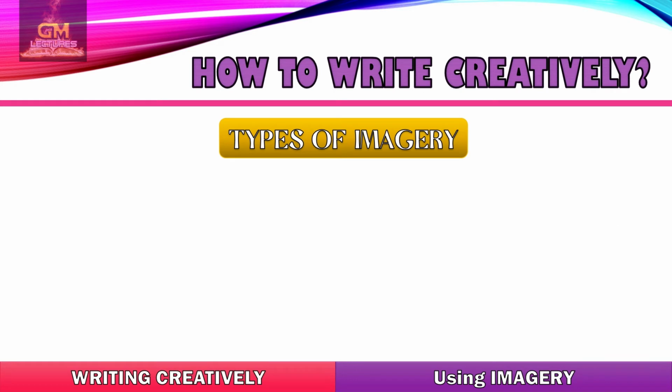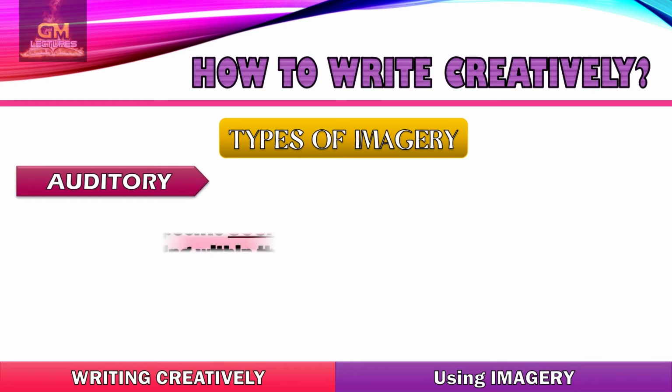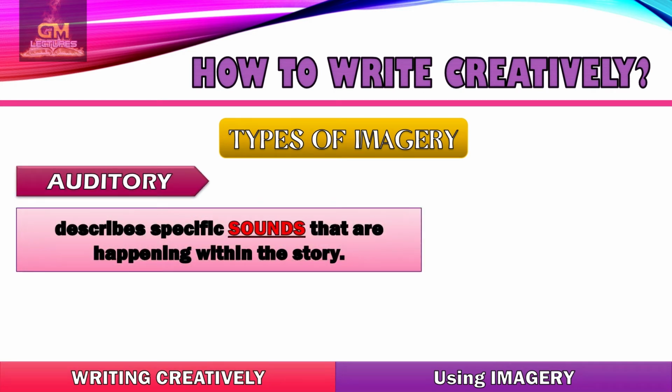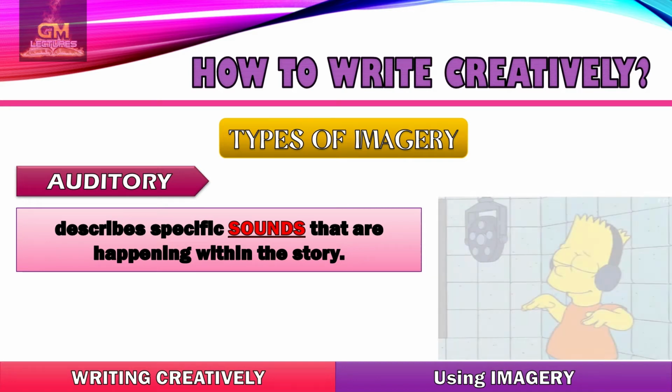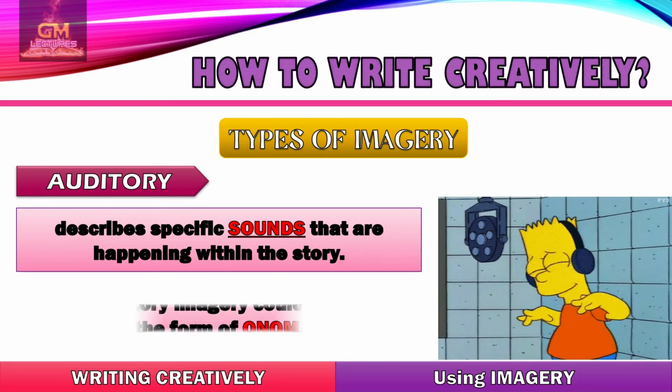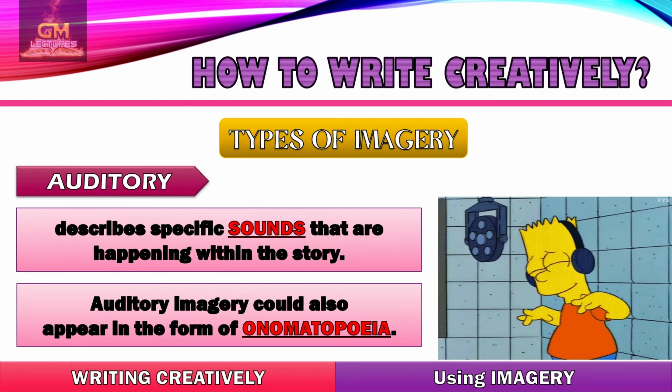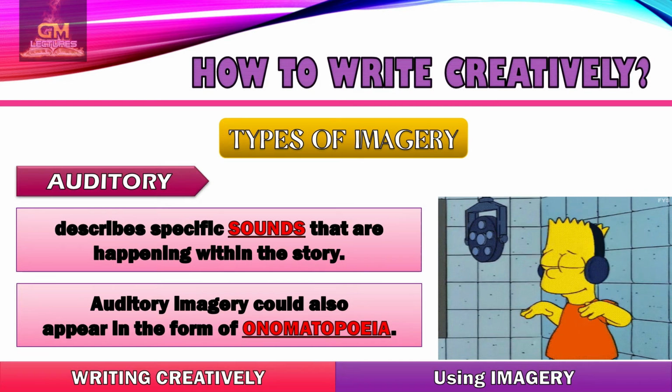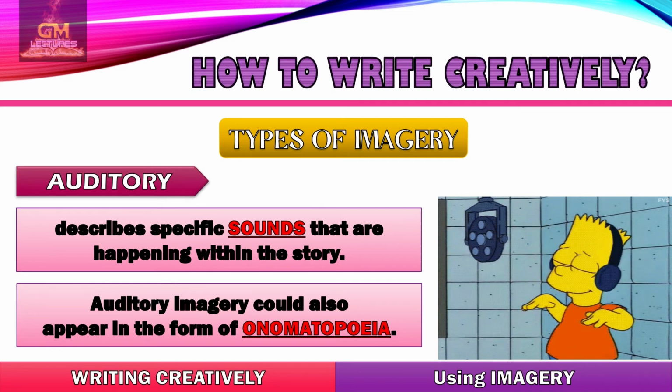The next type of imagery is auditory imagery. Auditory imagery describes specific sounds that are happening within the story. Auditory imagery could also appear in the form of onomatopoeia. Remember that in auditory imagery, the readers are not able to actually hear what is going on in the story. Rather, we are able to let them hear or recognize a particular sound through the use of our words.